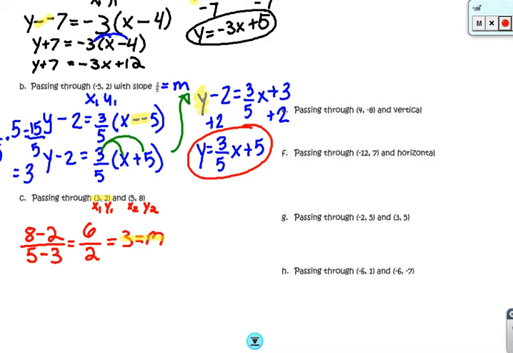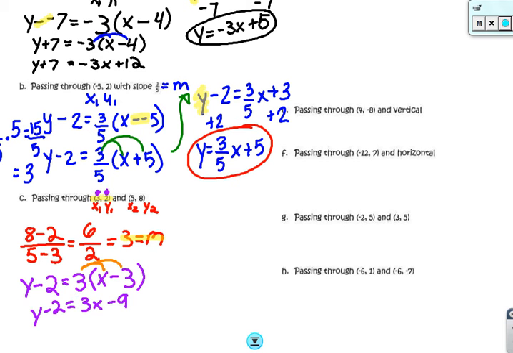So we have y minus a y1 of 2, because that's back in my point, equals our slope of 3 that we just found, x minus x1, which was 3. So then we're going to follow the same steps as we have before to get this into y equals mx plus b. So we are going to distribute to start. So 3 times x gives us 3x, and 3 times negative 3 is negative 9. And we have y minus 2 that we can bring down.